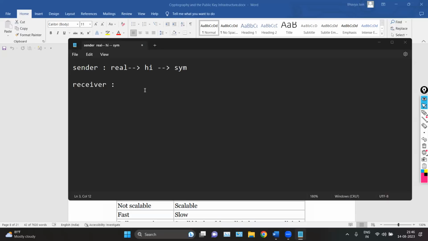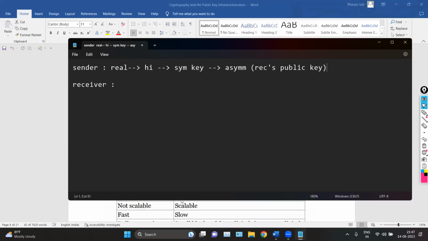Right. So what are we doing here now? This symmetric key, let's say this is the key. Now I am again encrypting the symmetric key with the asymmetric algorithm. And I am using the receiver's public key here.